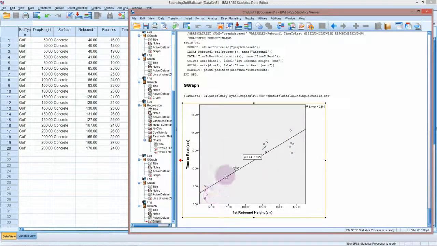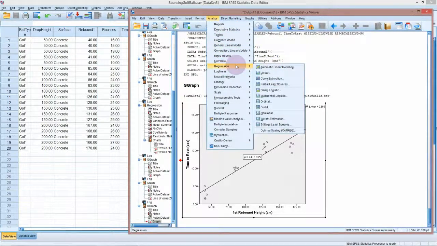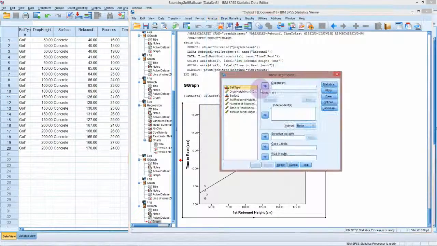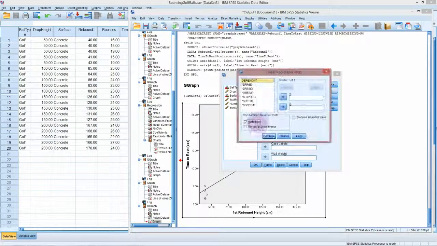Now you might be able to see that there does appear actually to be a little bit of a curve here. This will show up more if we have a look at the residuals. So if I go to Analyze, Regression, Linear. Now I'm looking at the time until it stops bouncing based on the height of the first bounce. Statistics, yeah, plots, yeah, give me those ones.